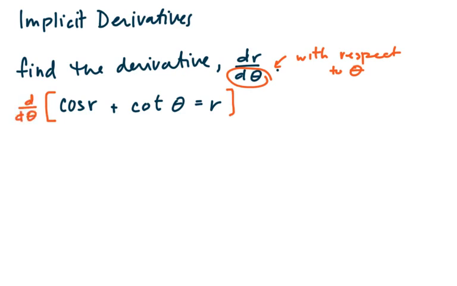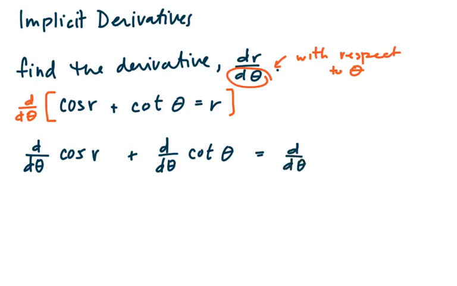respect to theta. So we're going to be taking the derivative of each of these terms with respect to theta. And so if we take the derivative of a variable which is not theta, then we're going to write dr d theta behind it. So the derivative of cosine is negative sine. So I've got negative sine r, and I took the derivative of r, so I write dr d theta, the derivative of r with respect to theta.